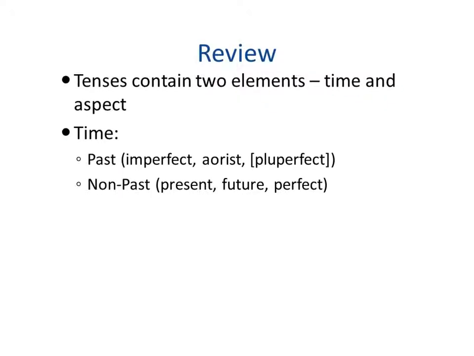When it comes to the time element, a verb tense can have either past or non-past. So we mentioned this already. The past time can be imperfect, it can be aorist, and it can be pluperfect, which is one that we haven't learned yet, but we will learn in the future. And then non-past time. Past time, of course, is indicated by the past tense morpheme on the front. And the lack of the past tense morpheme will be your basic tenses, which are not indicated to be in the past. And those will include the present, the future, and the perfect.